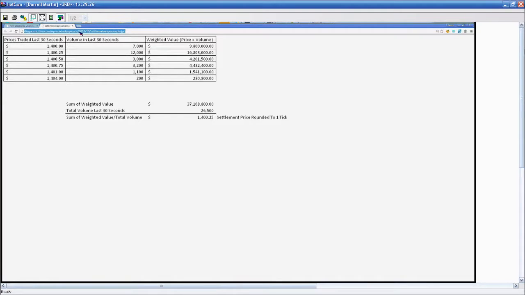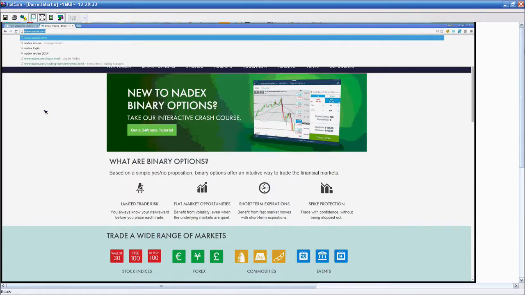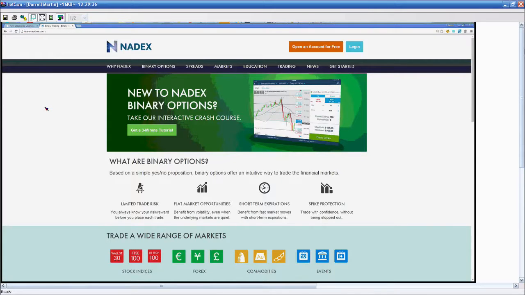So what does Nadex do? Okay, so they're an exchange. They're regulated by the CFTC, and so they have a settlement calculation. We'll talk about that in the next segment.